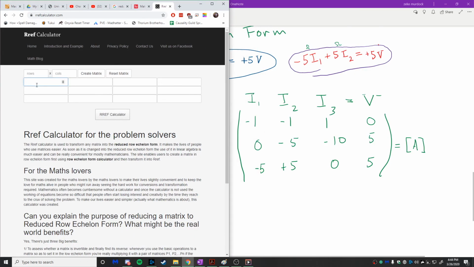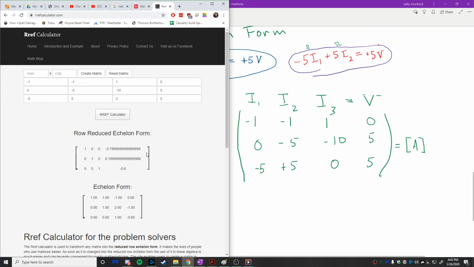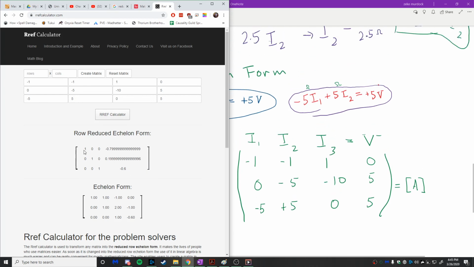We're just going to type these numbers in here. So it's going to be negative 1, negative 1, 1, 0; 0, negative 5, negative 10, 5; negative 5, 5, 0, 0, 5. Now let's push the button. Look at the answers. They're exactly the same answers that we got before.